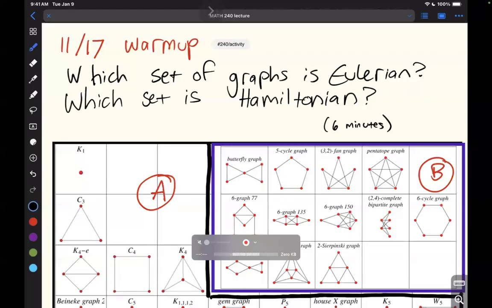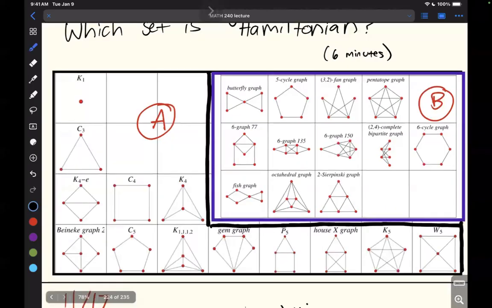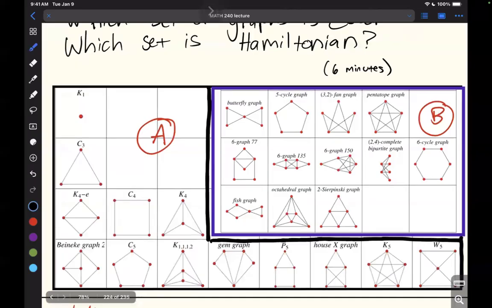Okay, so I've got a task for you to warm up with. I'll put you in groups in a moment.